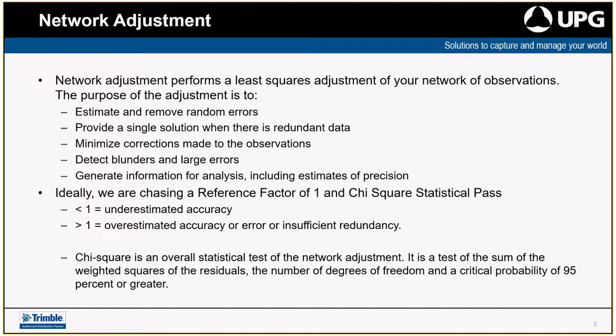So chi-square is the overall statistical test of the network. It looks at the sum of the weighted squares of the residuals, the degrees of freedom, and also the critical percentage as it meets against the 95% confidence interval. I'll show you all that in the back end of the software and where to see all that in a second. A lot of it's set up in your project settings.